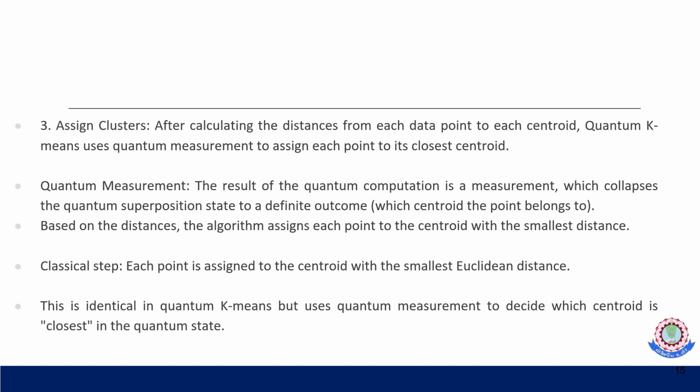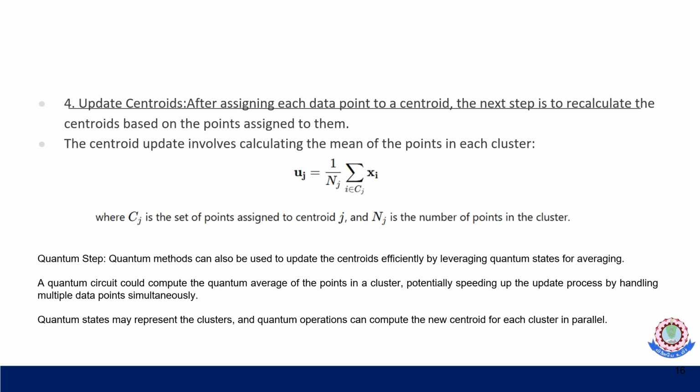Similar to classical methods, quantum also has to assign clusters. Quantum measurements are also there to compute over all kinds of quantum superposition states. So this is identical in quantum K-means, but we use quantum measurement to decide which centroid is closest, with the nearest center. Next we are going to update the centroid with the help of the set of points assigned to centroid j, and Nj is the number of points in the centroid.